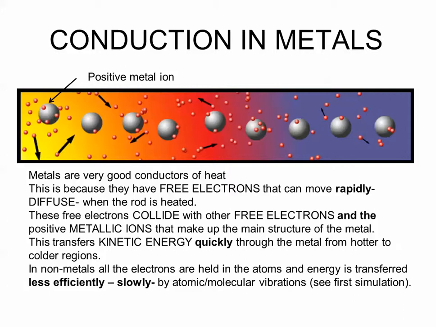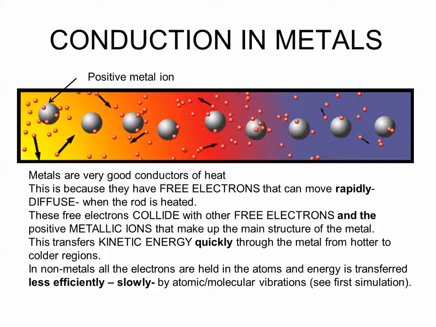In metals, there are some electrons which are free to move. That's what we call conduction electrons, and they cause metals to be good conductors of electricity, but they also allow metals to conduct heat. So when the rod is heated, not only do we have the collision of metal ions with other metal ions, atoms that have lost charge, we also have the free electrons moving.